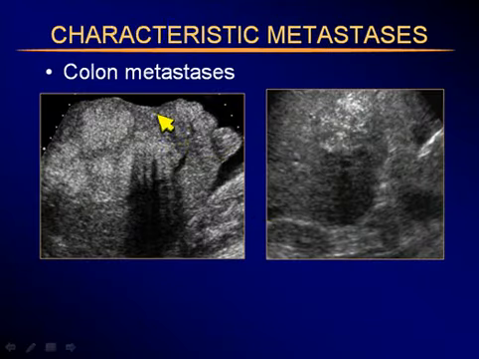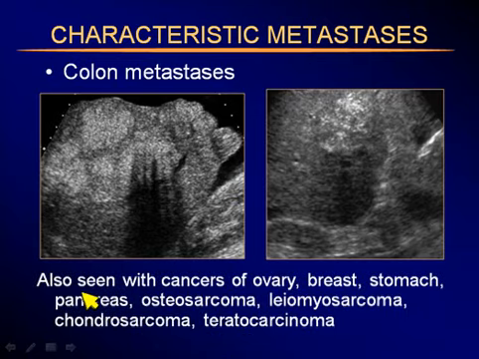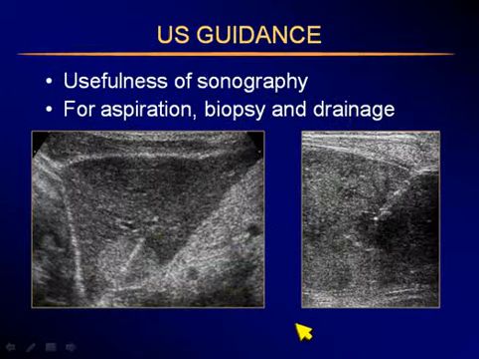Some metastases are calcified, and we usually think of them as coming from colon cancer, but there is a whole laundry list of other cancers. We can see calcified metastases with ovarian cancer, breast cancer, stomach cancer, pancreas, osteosarcoma, leiomyosarcoma, chondrosarcoma, teratocarcinoma, so certainly not a specific appearance. What's very useful with sonography is that when we're not sure and need a tissue diagnosis, we can just guide a needle straight into the mass and get a biopsy or provide drainage if it's an abscess, and that's extremely useful.